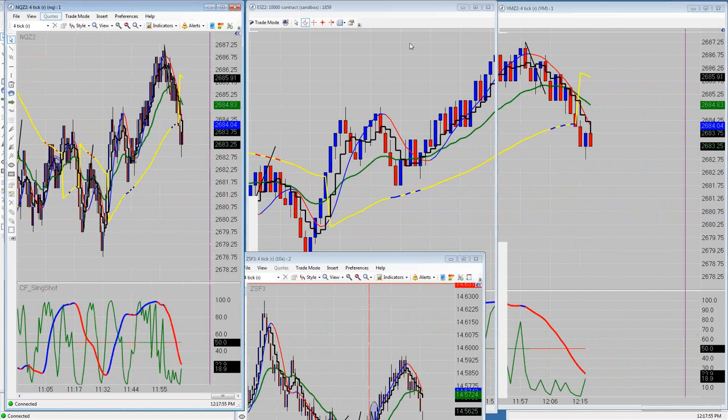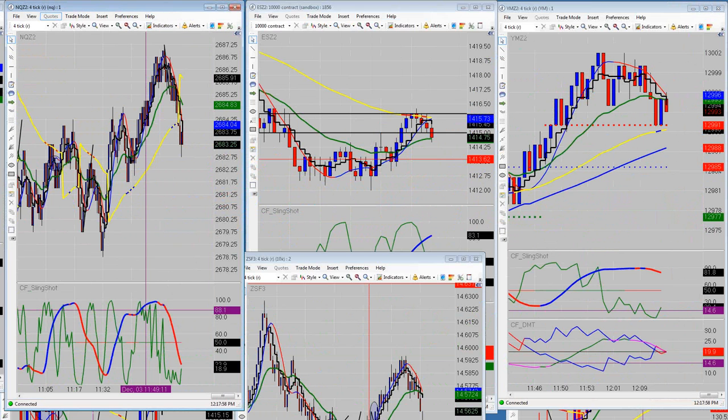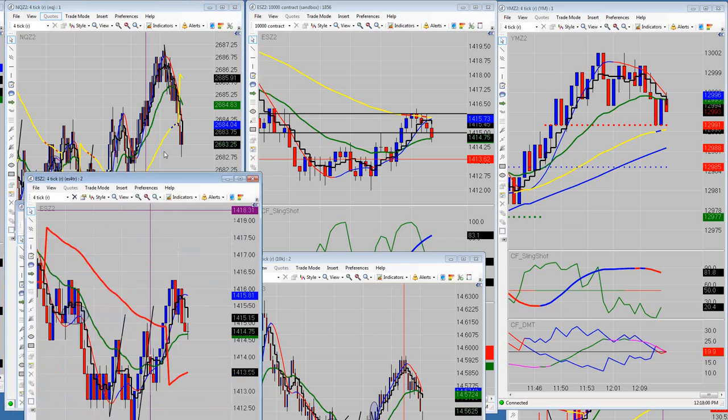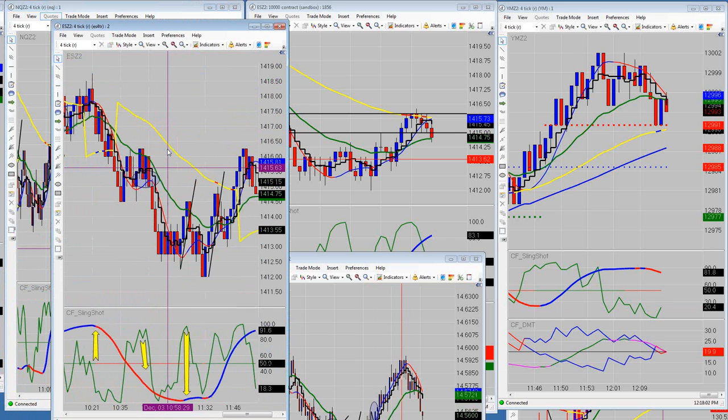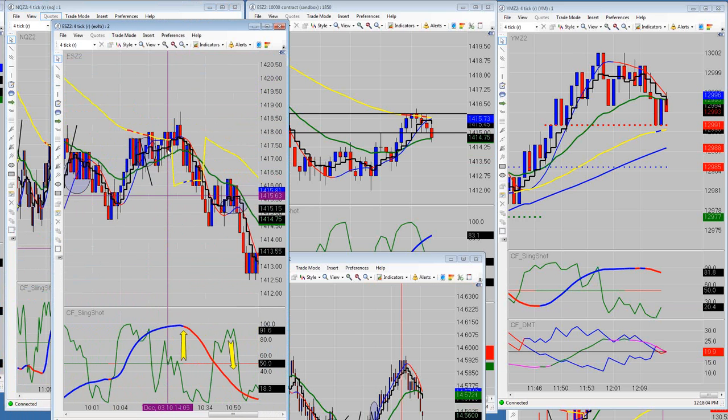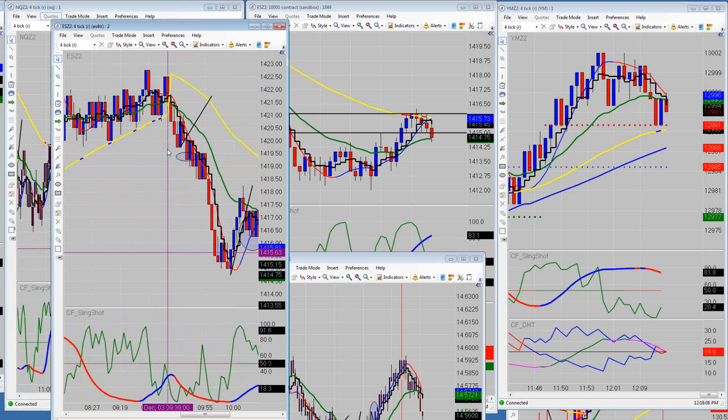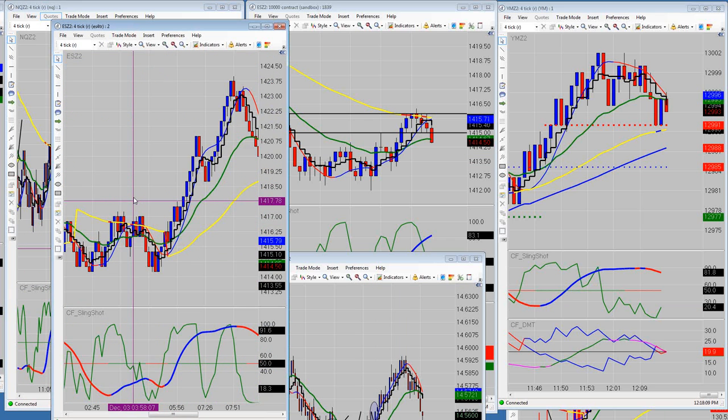That was the NQ for me this morning. I didn't trade it a ton. I traded it just a little bit. I lost that first trade, and I took two trades to make back most of it. Unfortunately, I didn't get it all back.